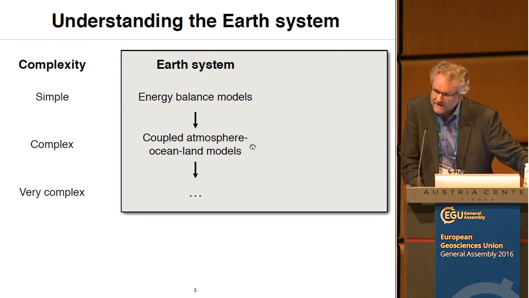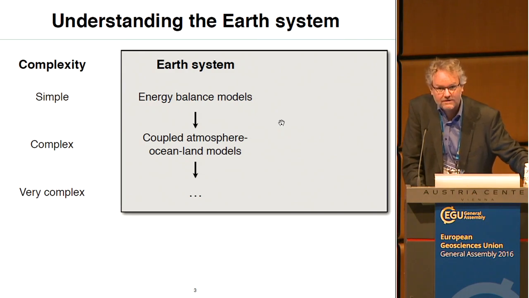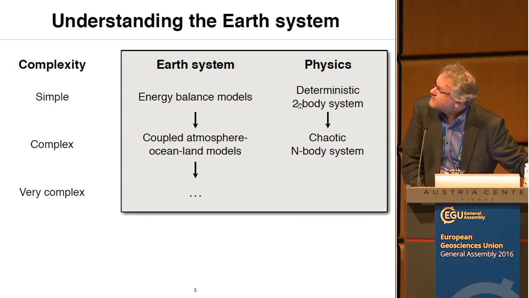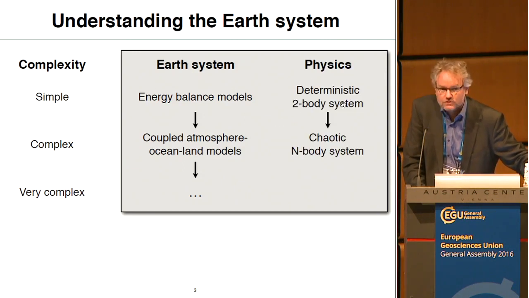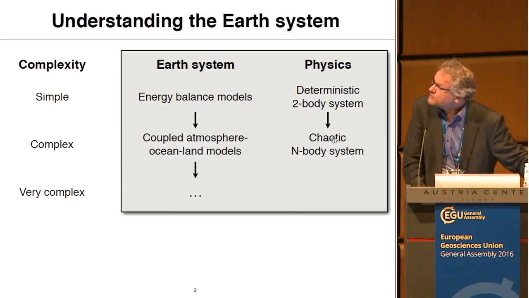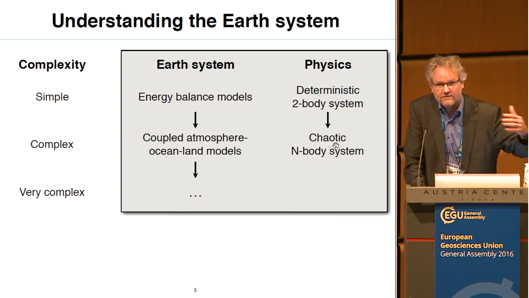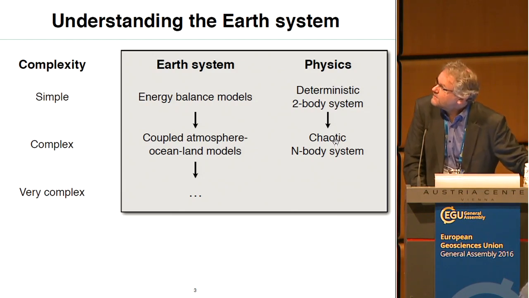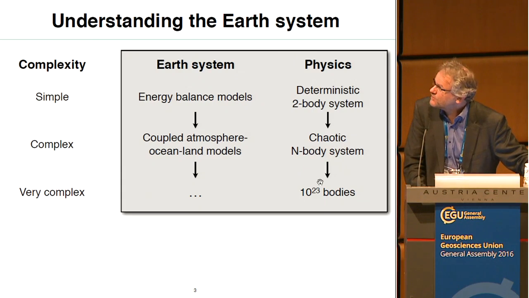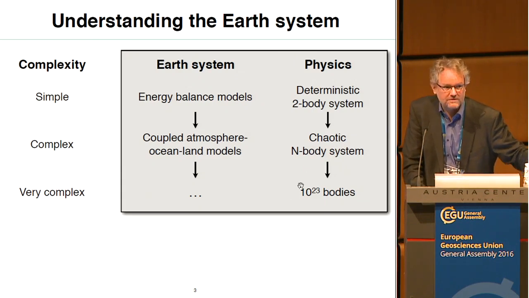And I want to make a reduction to an example from physics, where you have a similar kind of increase in complexity. You can have a two-body system that you can just describe with Newtonian dynamics, but when you get to an n-body system, it can already behave quite complex. And if you get to 10 to the 23 bodies, it gets really, really complex. Some of you probably know this order of magnitude. This is one mole. This is the number of molecules in a mole of gas.